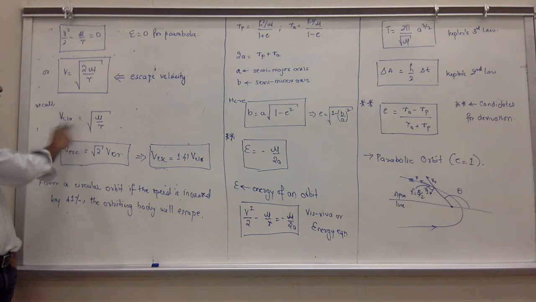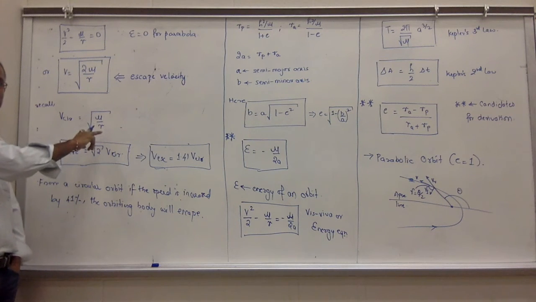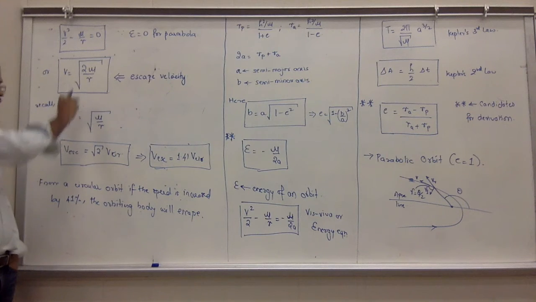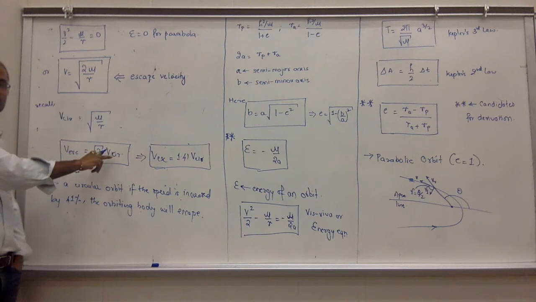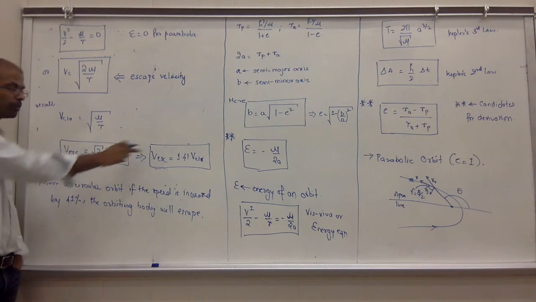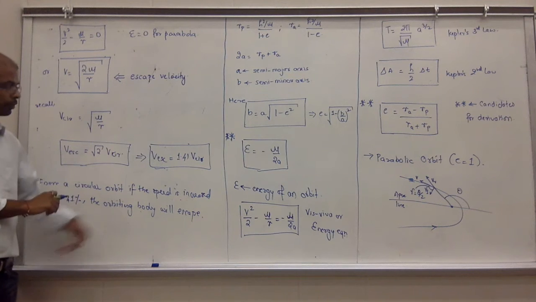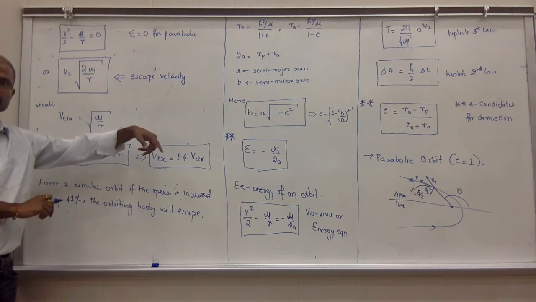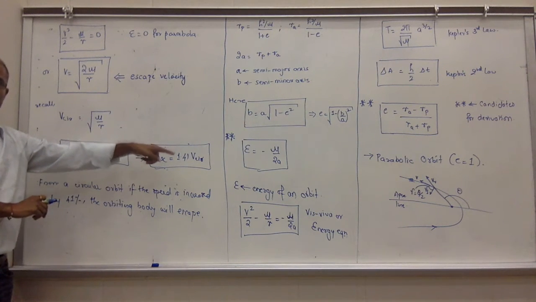So this is V circular, right? Root of mu over R. I substitute this, it will be root 2 into V circular. Root 2 is what? 1.41. 1.41 means 1.41 times. Right? 41% is the increase in that.